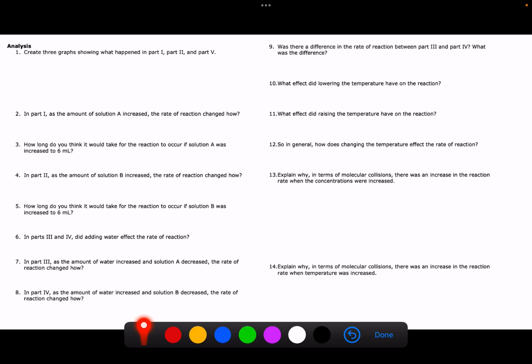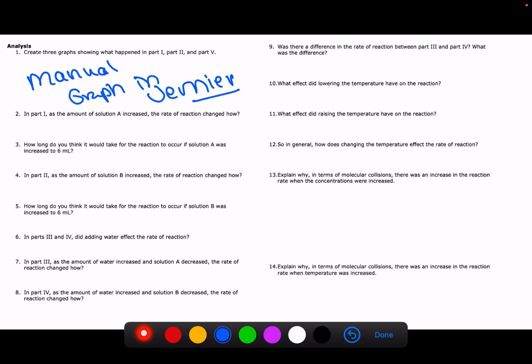And then you have all this analysis due, okay? Now, for the graphs, what I would recommend is do a manual graph in Vernier. Then take those and put them into your report, okay? And then for the rest of these, you have to use your data to try to figure out what's going to happen. It does ask you on some of these, well, what would happen if we did 6 milliliters of it? What would you predict? Okay? Use your data to help you answer these questions. Okay?